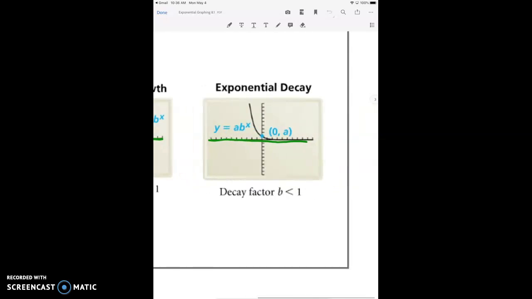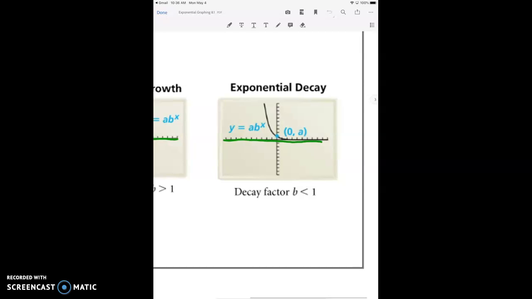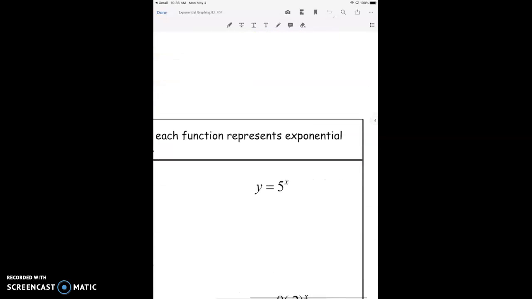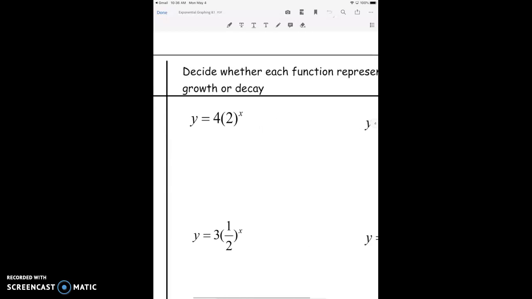All right, looking at decay, same scenario here, except now this time your b is less than 1. So what's going to happen is, as you see, it starts high and drops low. And again, in this case, it does not touch the green line, and that green line would be known as your asymptote.